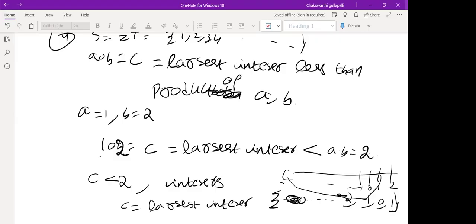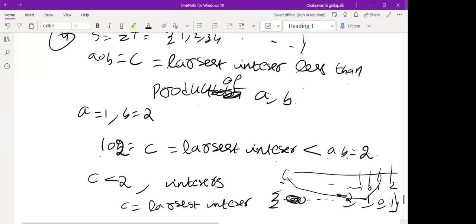Product of A comma B means A into B, that is A dot B. The largest integer less than that. Less than 2, list out all the integers, then take the largest among them. We have to check whether it is in Z plus or not, and whether it is unique or not. Both are satisfied here. So what Sarita said for this pair is satisfied. We cannot say it is not binary because this pair is satisfied.